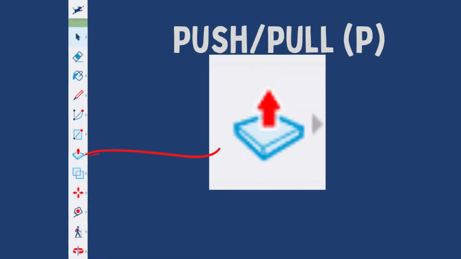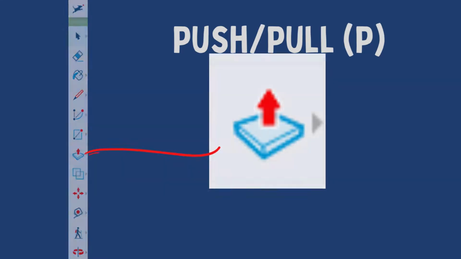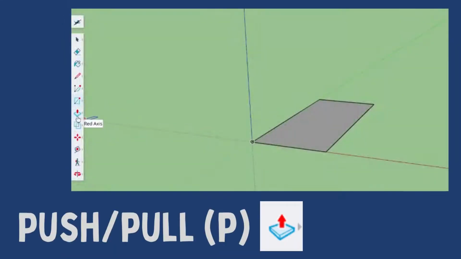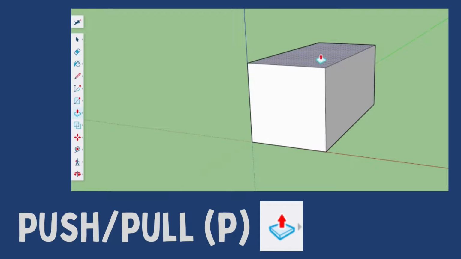The push-pull tool is arguably one of the most exclusive tools to SketchUp over other modeling programs. It provides a quick change from 2D to 3D modeling. Type the keyboard shortcut P, or get the tool from the toolbar. Left-click on the shape you wish to push or pull, release the button, move your mouse, and left-click again to complete the push or pull.